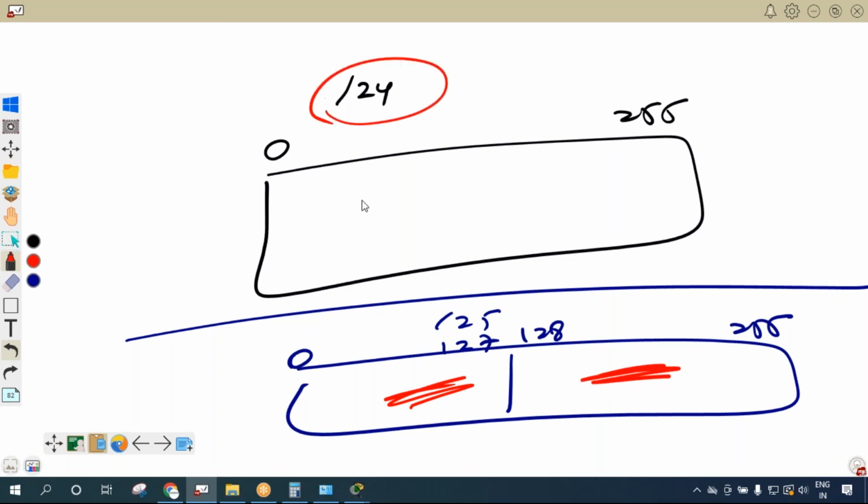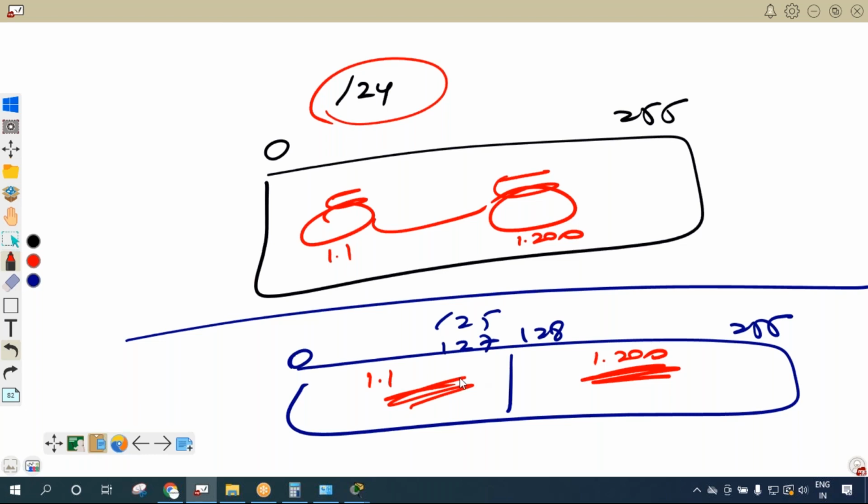If the subnet mask is slash 24, the PCs can talk with each other. 1.1 can talk with 1.200. But if the subnet mask is slash 25, both PCs having the slash 25 subnet mask, 1.1 cannot talk with 1.200. Getting the point? Because they are in different subnets. Are you understanding, my dear friends? By increasing the subnet mask, you have created more subnets but reduced the number of IPs in each subnet. Getting the point?